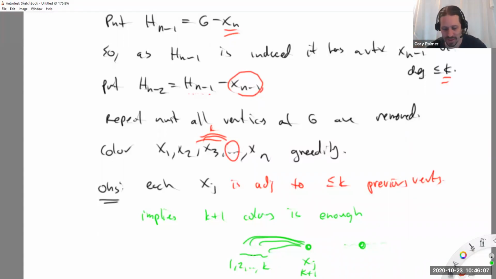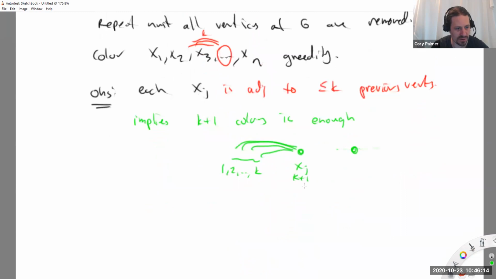I mean, that was the end of the proof anyway. You're right, Xj has a safe color. I should be a little more illustrative here. In this example, the previously colored vertices that are adjacent to Xj were one up to K, but they might be like one, two, four, five, all the way up to K plus one, and then the color free here would be three. It's just that it only sees K of the K plus one colors. So Xj is safe, and later on this Xi is also safe, but for a different reason. It only sends back K edges, okay?